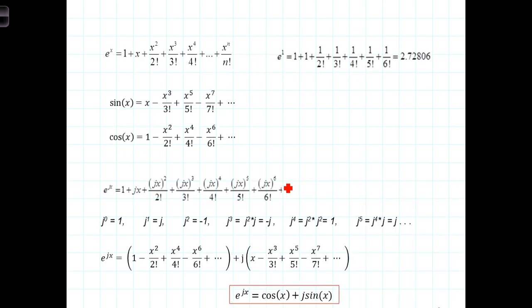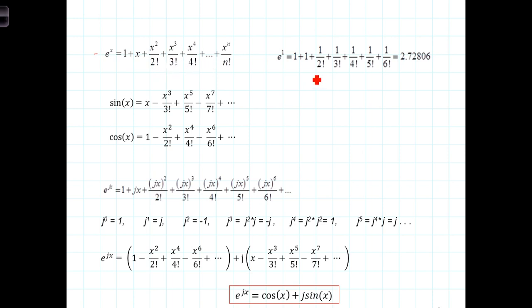Where does that come from? Well, we're going to be using Taylor series expansions to derive this. And so I've written down three different Taylor series expansions that we're going to be using. The first of them is the expansion for the function e to the x. And that's equal to 1 plus x plus x squared over 2 factorial plus x cubed over 3 factorial, and so on.